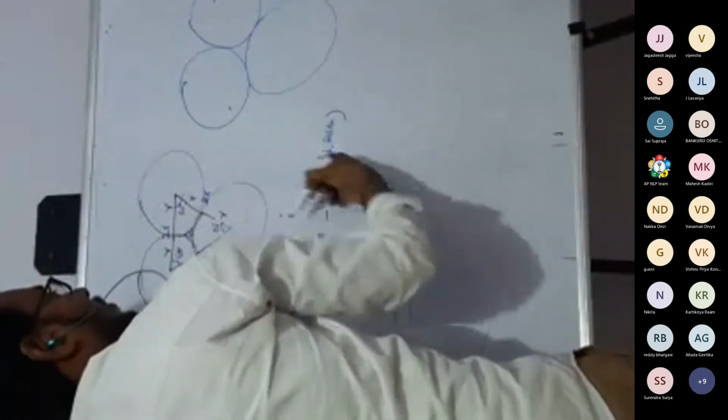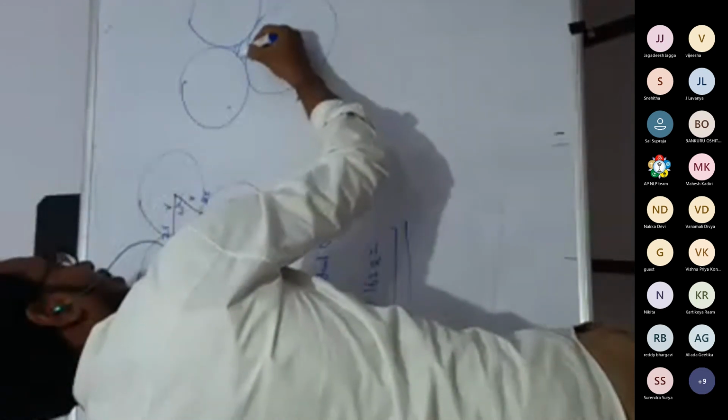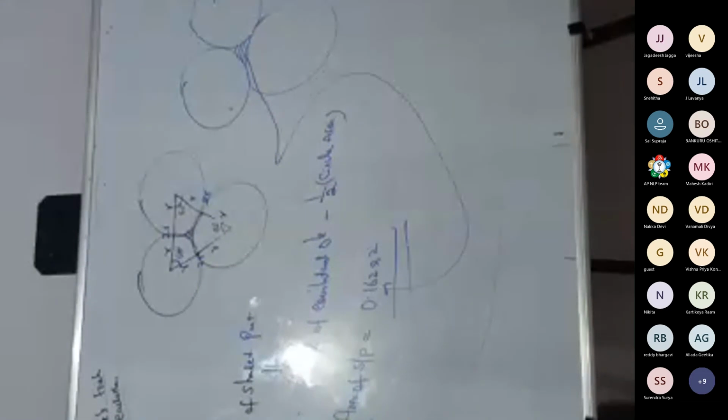That's normally the diagram process: look at circle, circle, circle, the center portion is the shaded part. This is the area of the shaded part for three circles: 0.162 r square. Okay, this is very clear, I hope. Next concept.